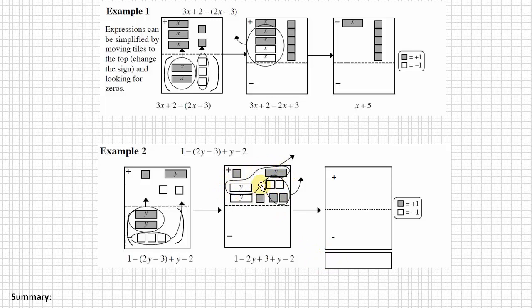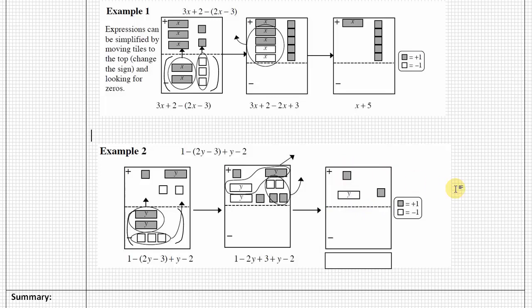Notice how they've started to circle things that are going to make 0 pairs. A positive and negative y tile will make a 0 pair, and 2 negative unit tiles with 2 positive unit tiles will also make a 0 pair. So they've circled that, and they're drawing these arrows to say I'm going to pull those tiles off the mat. So on this third and final drawing, what do we have once we've flipped everything into the positive region and removed all the 0 pairs?